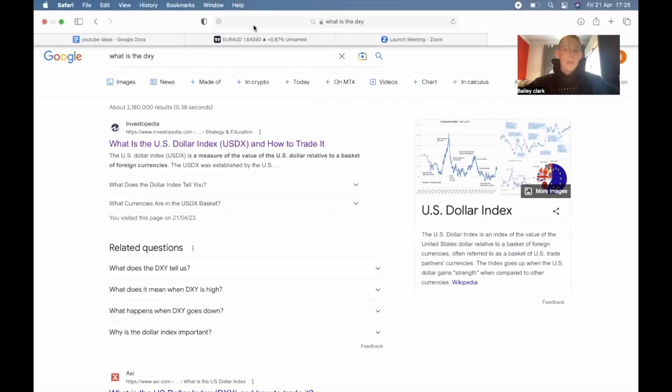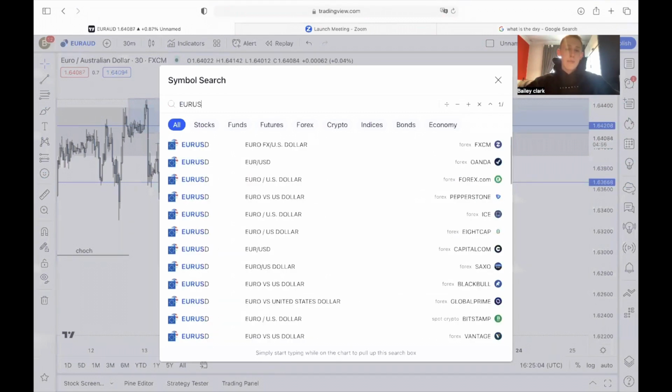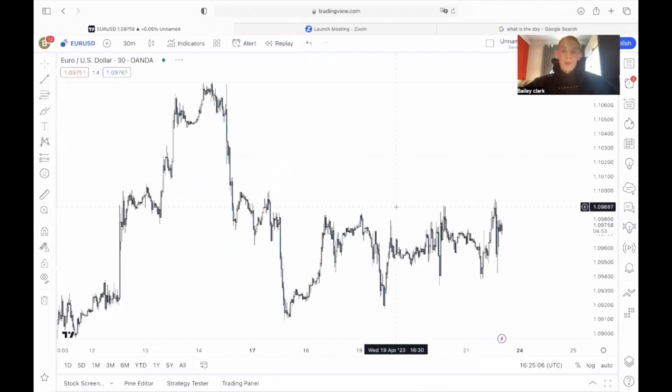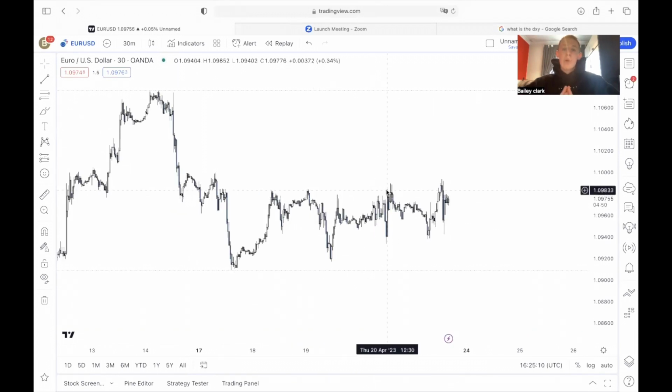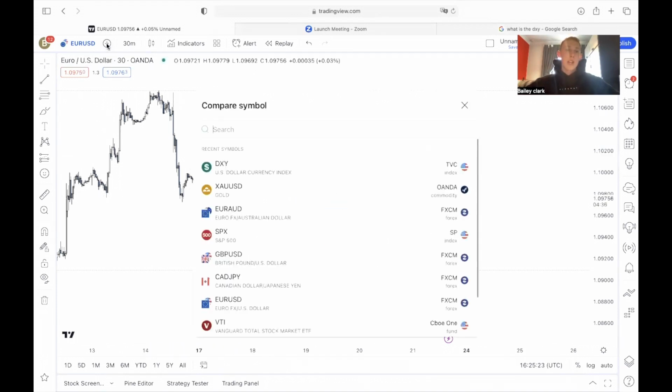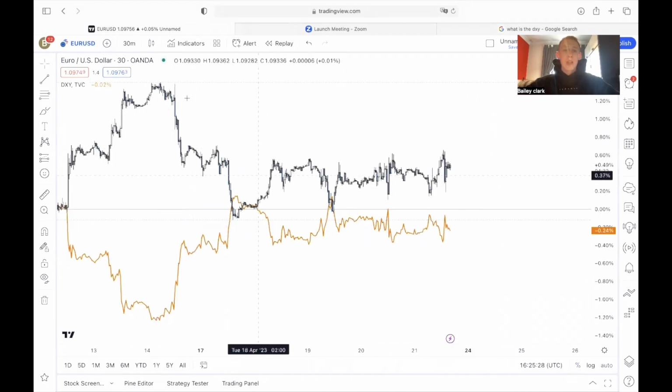So we go to the charts and we start with Euro USD. First of all, what we want to see is how the DXY actually correlates to the Euro USD. On TradingView, if you don't know, you can actually add more than one pair to the screen at any one time. So to do this, we go to the top left and we click the little plus icon, and we can add DXY straight to the same chart.